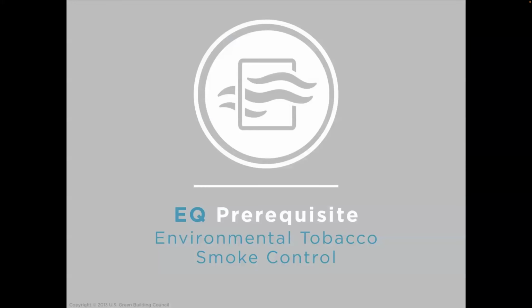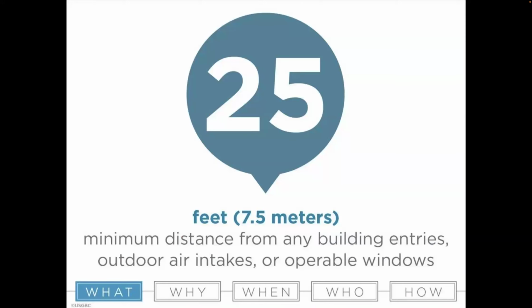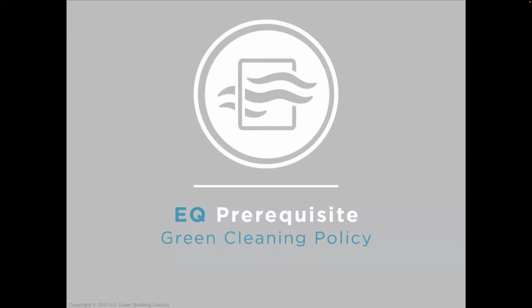All right, environmental tobacco smoke control. This is probably one of the easier ones to know. Essentially, you can't smoke inside the building. Clearly, you can't smoke outside the building unless it's in designated areas. They have to be within 25 meters of any occupied space or open window. You have to have signage basically saying it's no smoking. Again, 25 feet from any outdoor intakes or operable windows, or building entries. So that's the thing on that one.